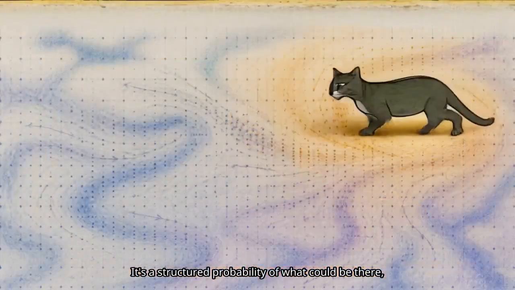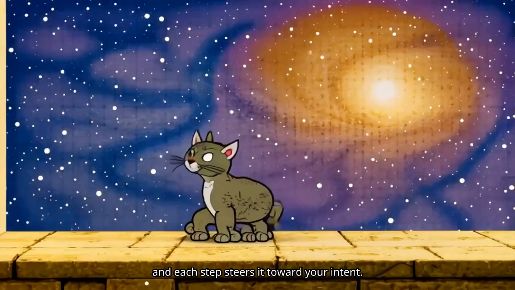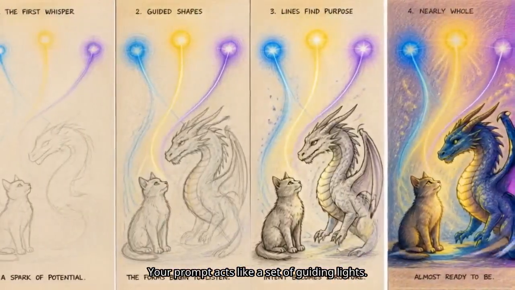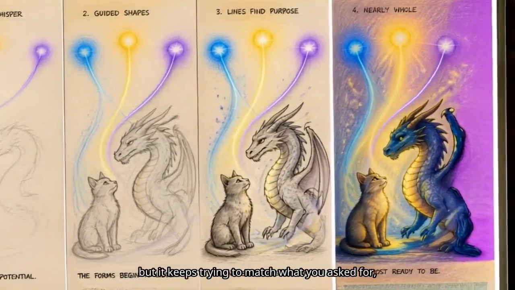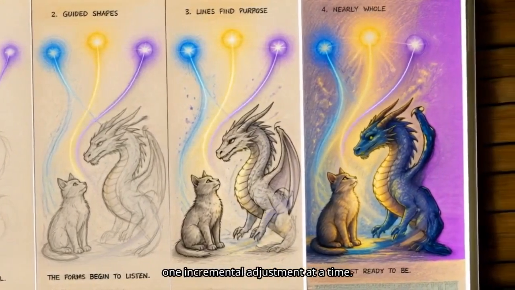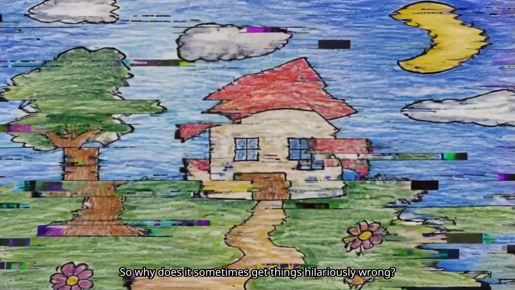It's a structured probability of what could be there, and each step steers it toward your intent. Your prompt acts like a set of guiding lights. The model doesn't guarantee perfection, but it keeps trying to match what you asked for, one incremental adjustment at a time. So why does it sometimes get things hilariously wrong?